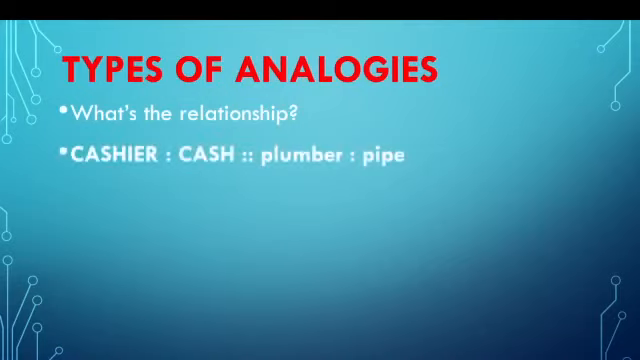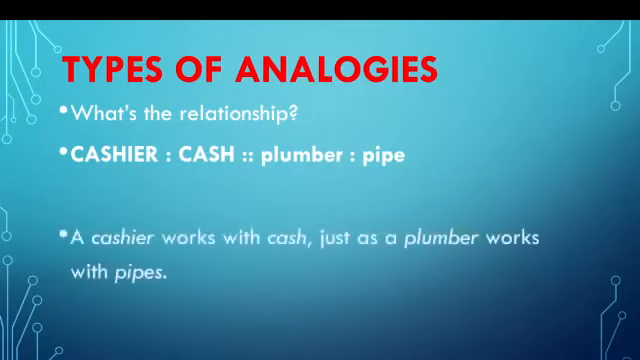Next, what is the relationship? Cashier is to cash, as plumber is to pipe. Now, a cashier works with cash, and a plumber works with pipes. So this would be the performer analogy. Usually you would see a performer such as a cashier or a plumber and their related object, their cash or their pipe.